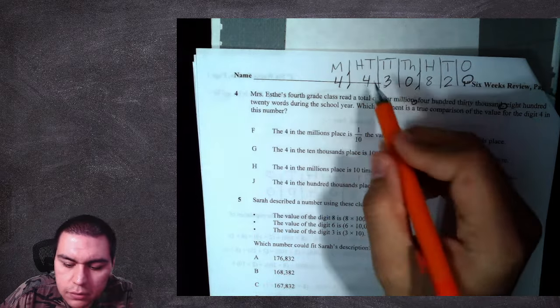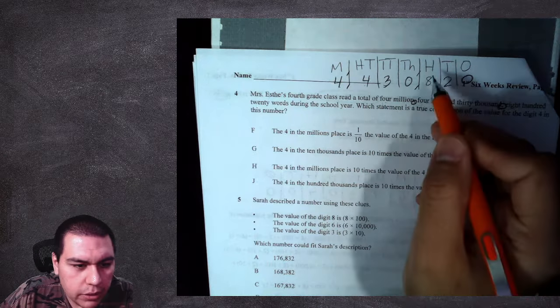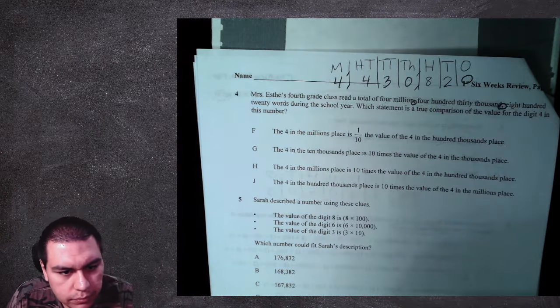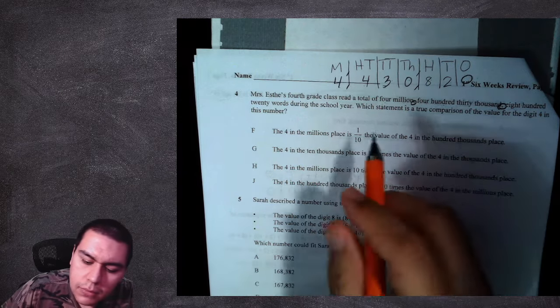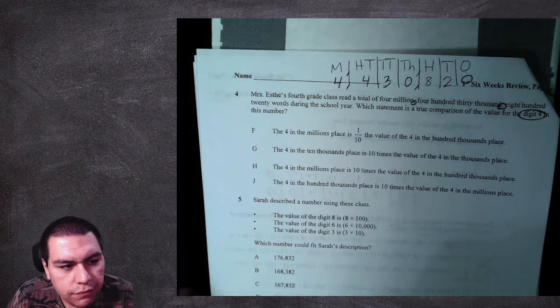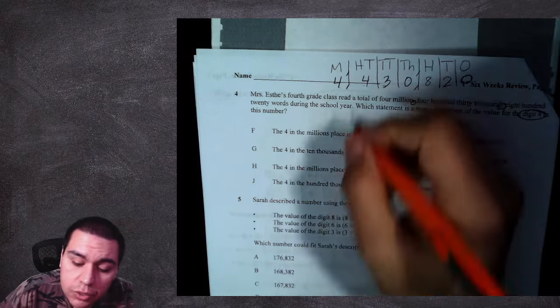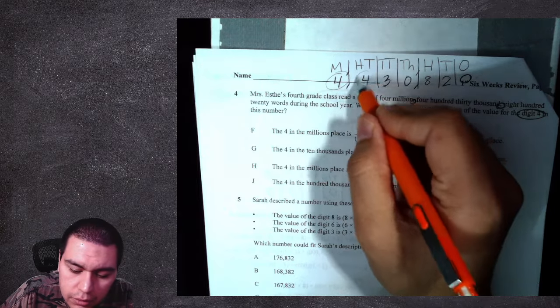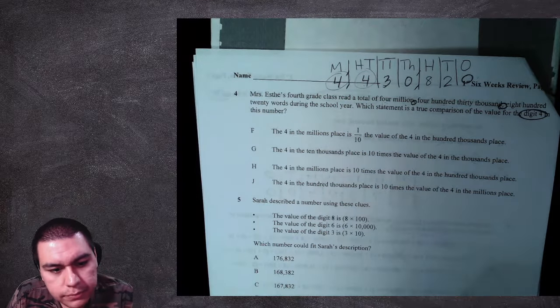So this is what my number looks like in standard form. 4,430,820. And they want to compare the digit 4. I've got two of them. One here and one here.